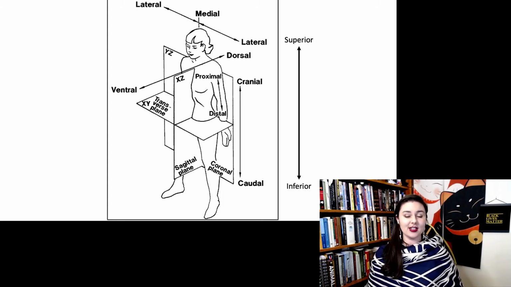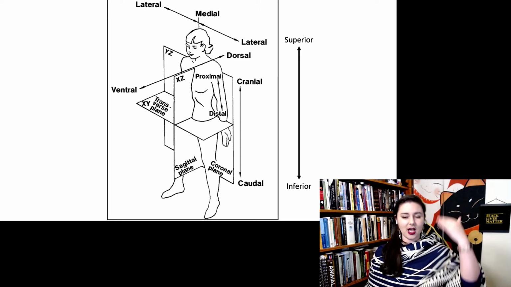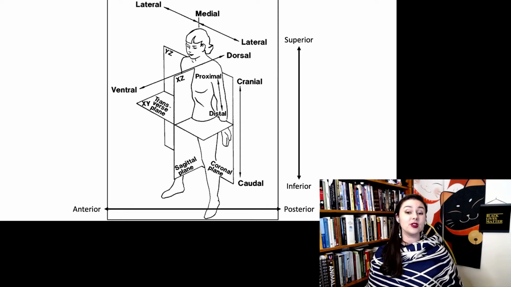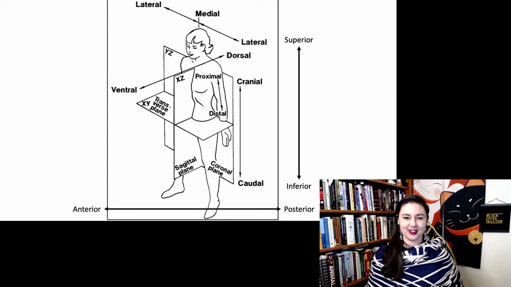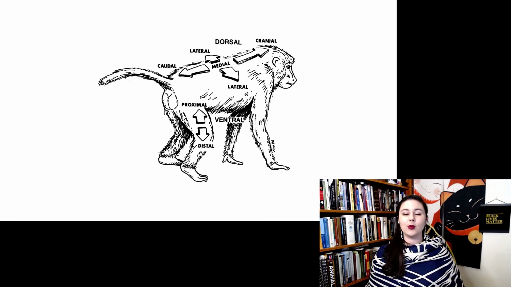We can also add the terms we just talked about. So we have superior on top, inferior at the bottom, and we can also add anterior in front of us and posterior behind us. So here we've just talked about a human, and humans are generally standing upright on 2 feet. But when we're talking about animals, we want to use similar terms to talk about them.